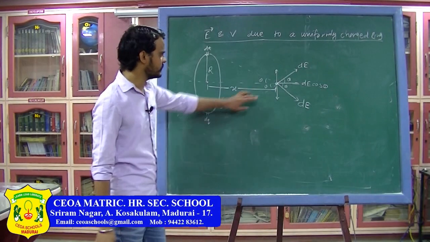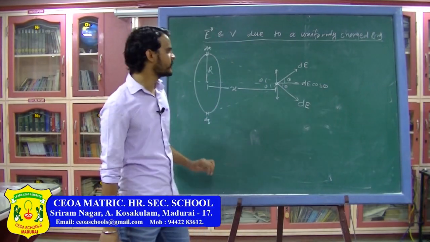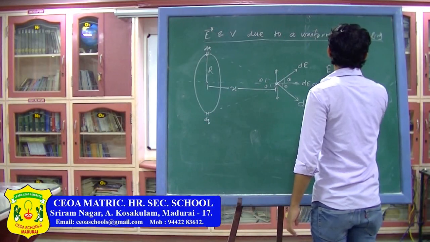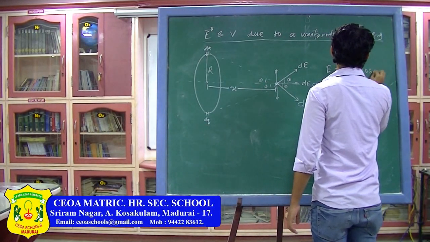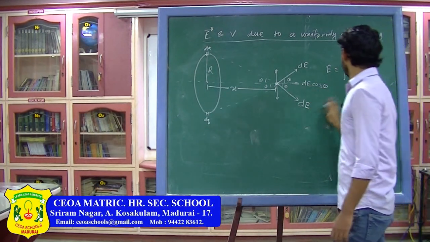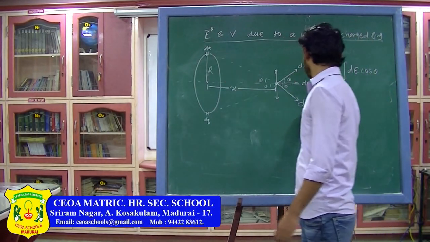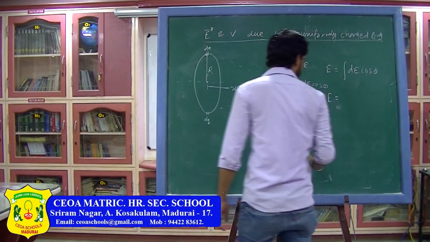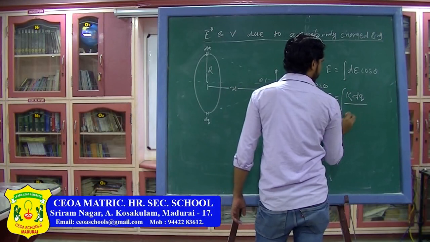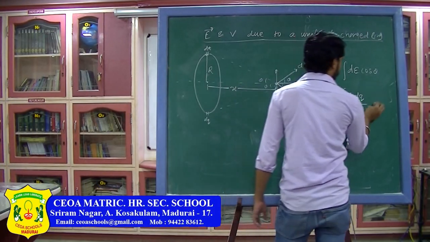So you will see that the dE sin theta components are cancelling each other out and the dE cos theta components are adding up. So to find the total electric field I can write integration dE cos theta, because ultimately I have to integrate this quantity. So from here E can be written as, now dE is the very electric field due to this charge element. So due to this, the electric field can be written as K dQ divided by R square plus X square into cos theta.